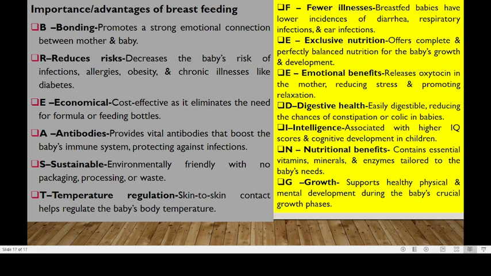N is for nutritional benefits. Breast milk contains essential vitamins, minerals, and enzymes tailored to the baby's needs. And lastly, G is for growth. Breastfeeding supports healthy physical and mental development during the baby's crucial growth phases. Well, those are some of the major importance of breastfeeding.